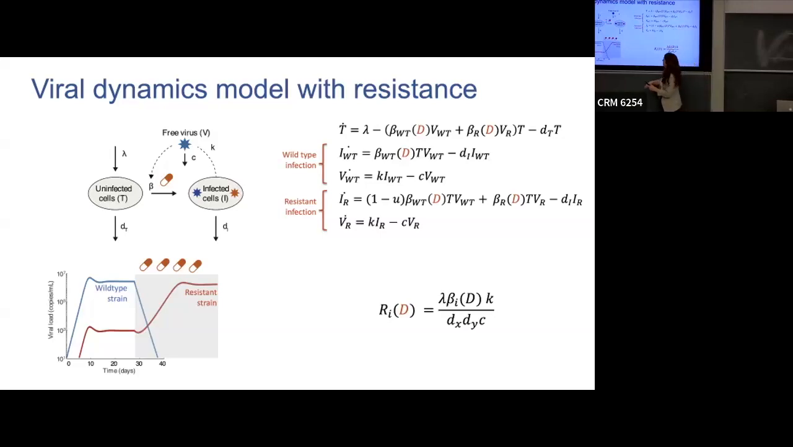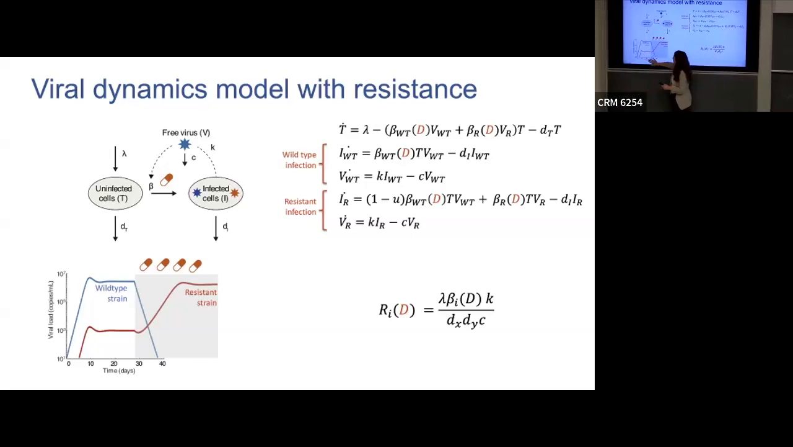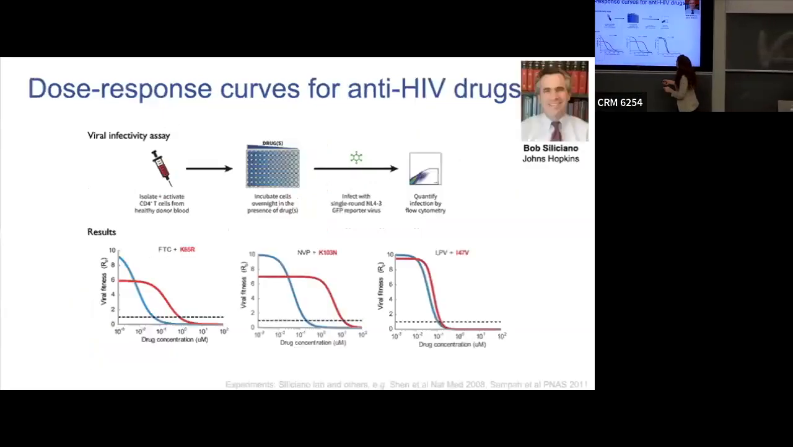With this sort of model, you see something like this, where in the absence of treatment, the wild type strain would have an advantage and grow to high levels. This is because if we look at these curves, when drug levels are very low, most resistant strains have a fitness cost. They are not as good at infecting as the wild type.